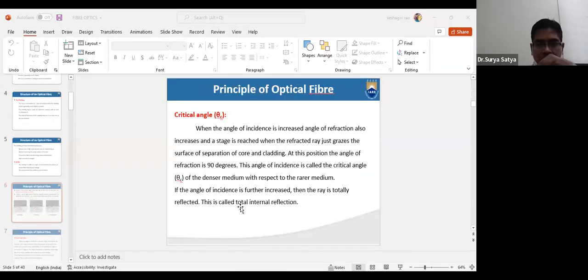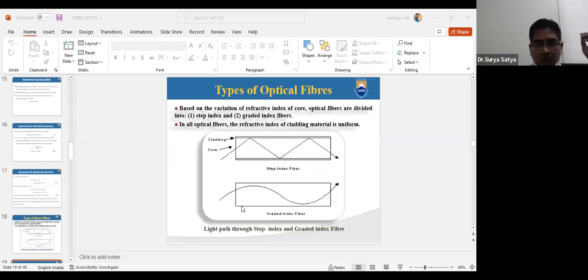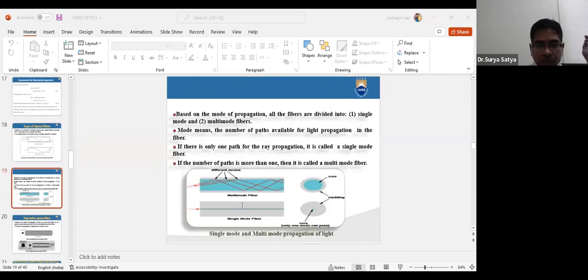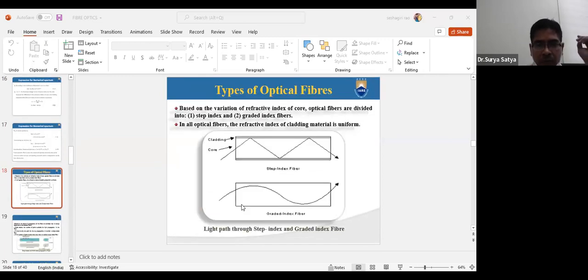A single mode step index fiber has a smaller core diameter, that is 8 to 9 micrometers, whereas multimode step index fibers have a larger one. I'm discussing the types of optical fibers. Based on the variation of refractive index of the core, optical fibers are divided into step index and graded index. In all optical fibers, the refractive index of the cladding material is uniform. This is what shows the difference between step index fiber and graded index fiber.